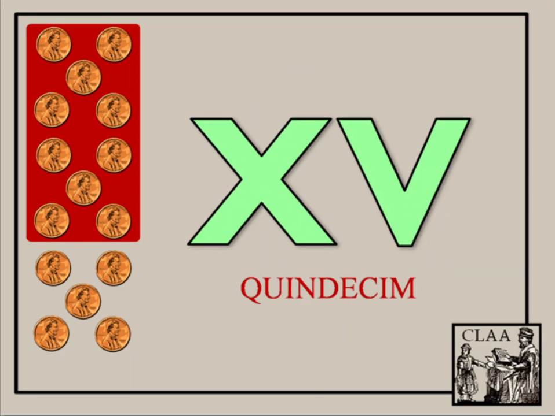When we write the symbol for decem next to the symbol for quinque, like you see on the screen, we write the number quindecim. The word quindecim is easy to understand. Quin is a part of the word quinque, and decim comes from the word decem. Quindecim, 15, or decem et quinque, 10 and 5. Quindecim.